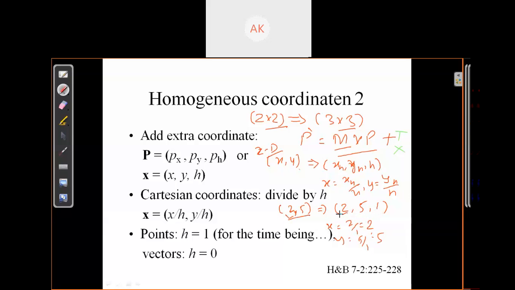Or you can even write this point in homogeneous coordinate as 4, 10, 2. Again you apply the calculation, you will get 2, 5: 4 by 2 is 2, and 10 by 2 is 5. You can even write 8, 20, 4, and again you will get this point 2, 5. So h is the divisor of x and y, that is, xh and yh. These are your homogeneous points.